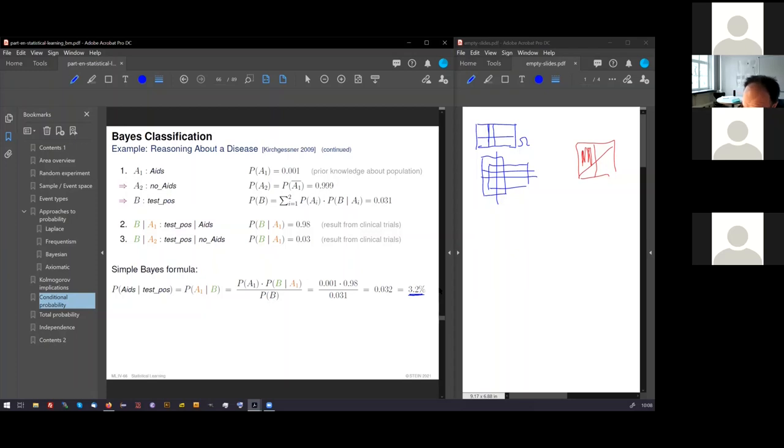Although this test has a very high sensitivity, this is a consequence of the extreme priors, the extreme imbalance.